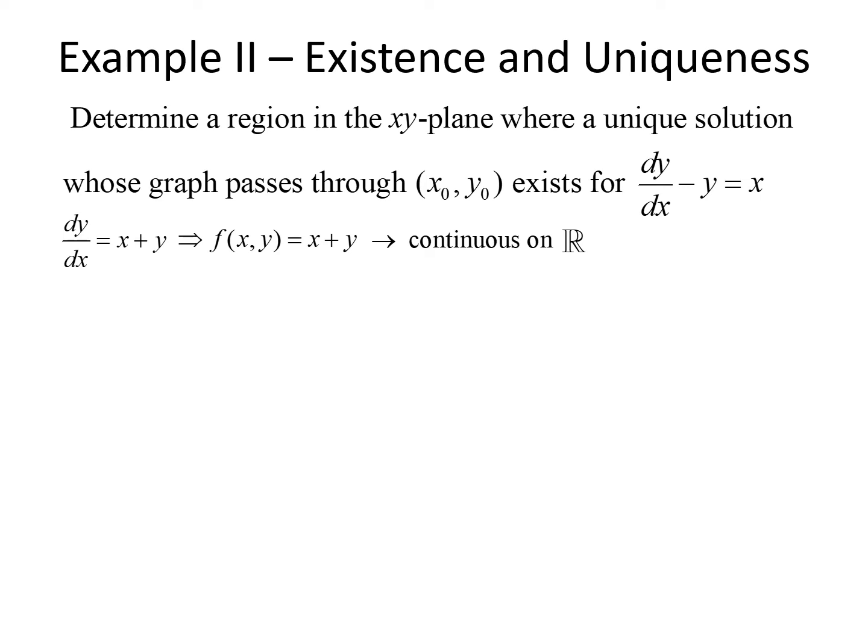Next, we look at the second condition, the partial of f with respect to y. So if we do that, again, we treat everything like it's a constant if it's not a y. So when we take the derivative of x, that becomes 0. And the derivative of y with respect to itself will become 1. So the partial of f with respect to y is just going to be 1. 1 is a constant number, so it's continuous for all real numbers as well.